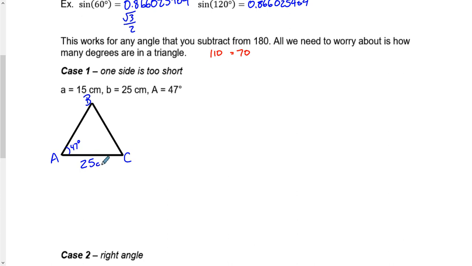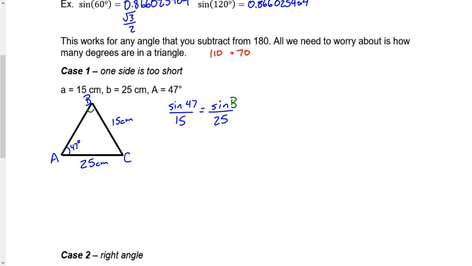Side B is 25 centimeters, side A is 15 centimeters. So naturally, if we're looking at this, we'll be able to see that we have an angle and a side across from it, which means that we're going to have to use our sine ratio. Sine of 47 divided by 15. The only value that we can calculate would be angle B. And obviously, our side across from that one is 25.